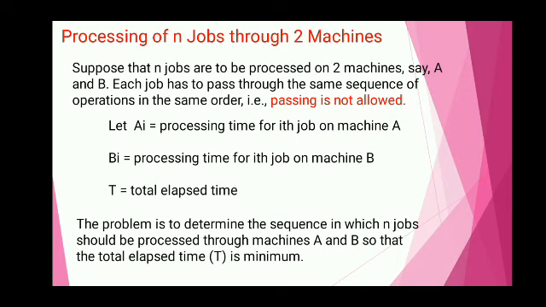Let Ai be equal to processing time for ith job on machine A. Bi is equal to processing time for ith job on machine B. T is equal to total elapsed time. The problem is to determine the sequence in which N jobs should be processed through machines A and B so that the total elapsed time T is minimum.